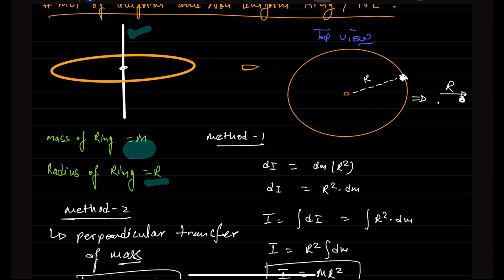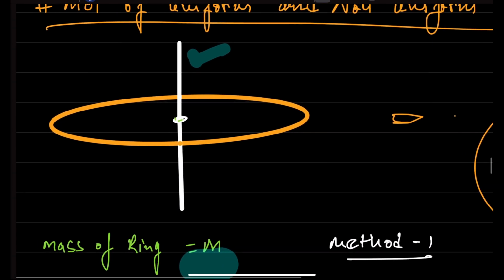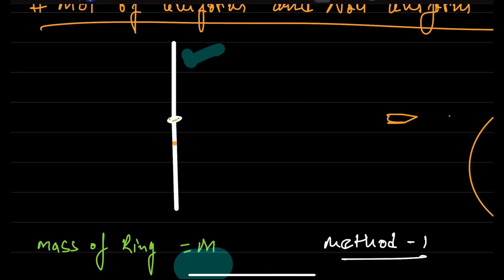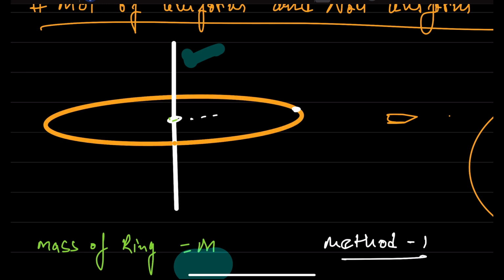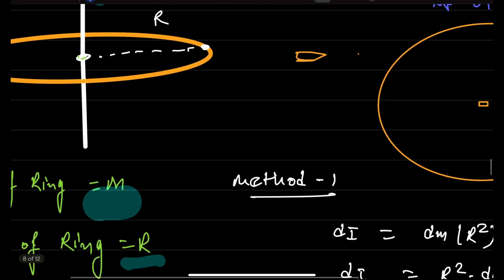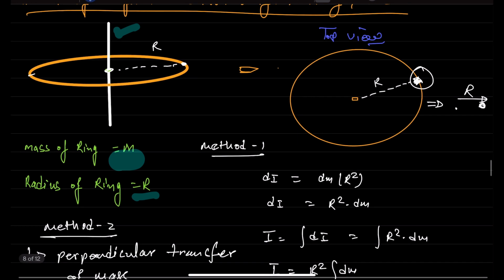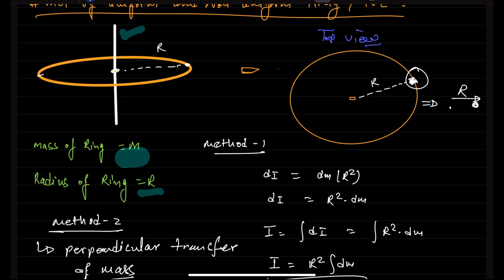The first method is the integration method. As usual, we integrate dI for a continuous body, and from there we get the moment of inertia. So I have taken a point elemental mass dm, and the perpendicular distance is R. Look at this figure: if you take a dm anywhere on the ring, the perpendicular distance will remain the same, the radius itself. So dI is dm R square, where capital R is just a constant.